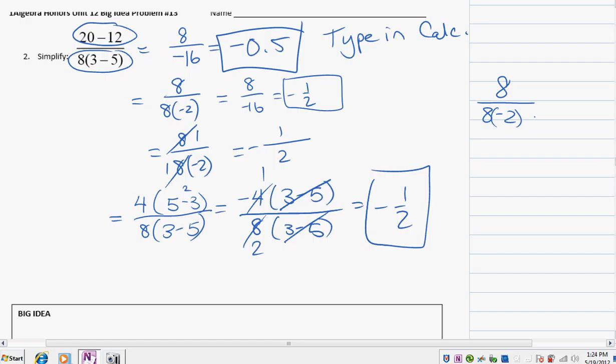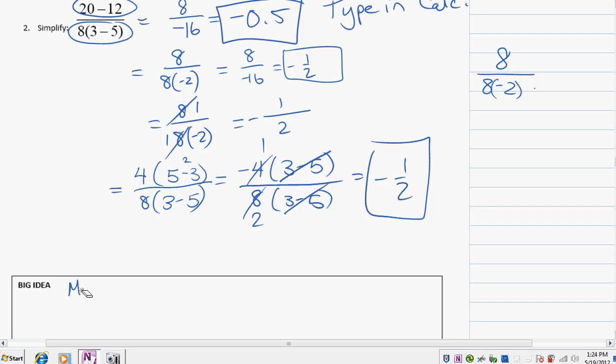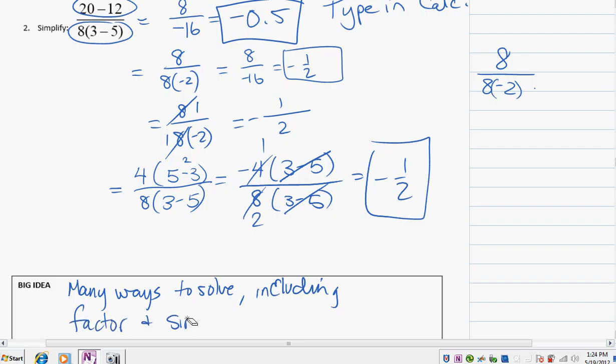So the big idea here, many ways to solve, including factor and simplify first, then compute.